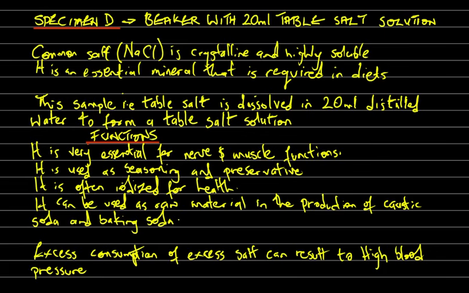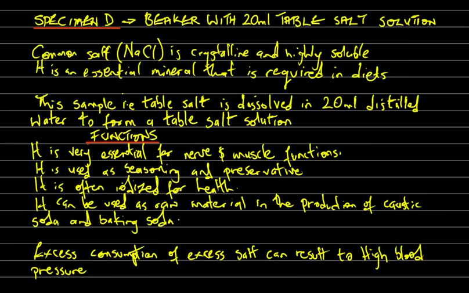Now the functions: it is very essential for nerve and muscle function. It is also used for seasoning and preservation of food samples. It is often iodized for health, and it can be used as raw material in the production of caustic soda as well as baking soda. All of these are some of the functions of sodium chloride.